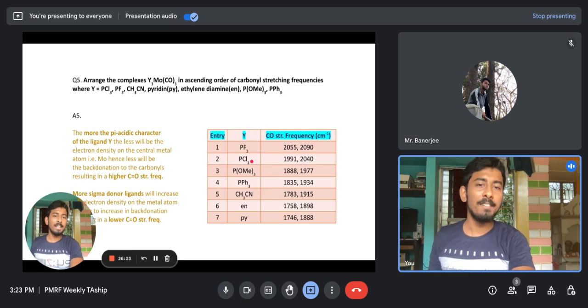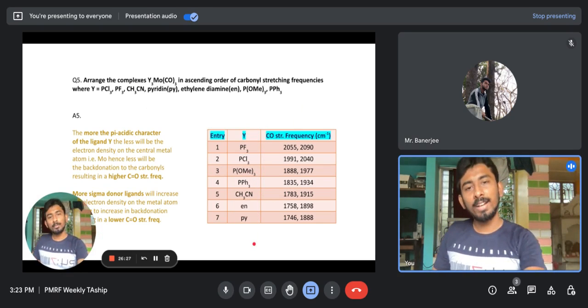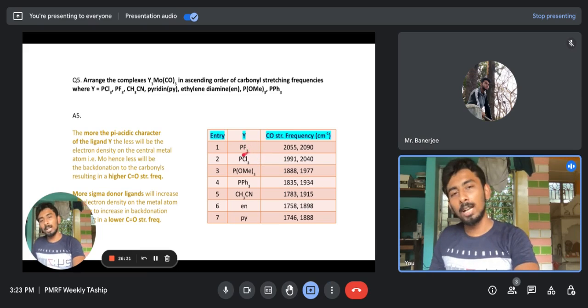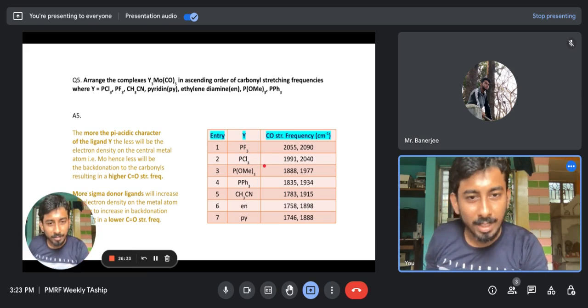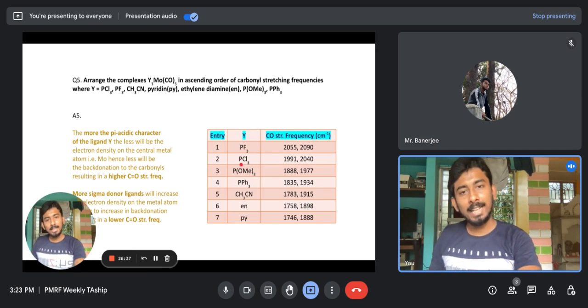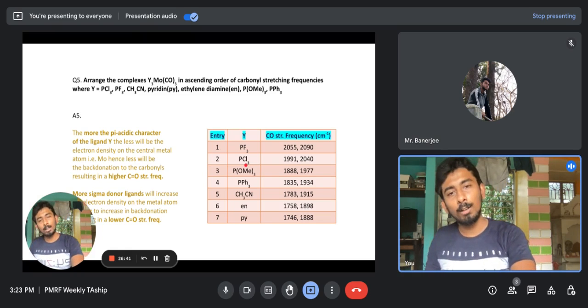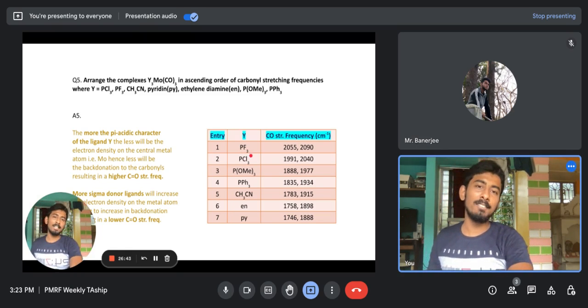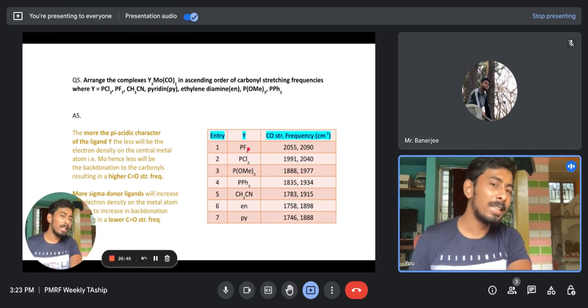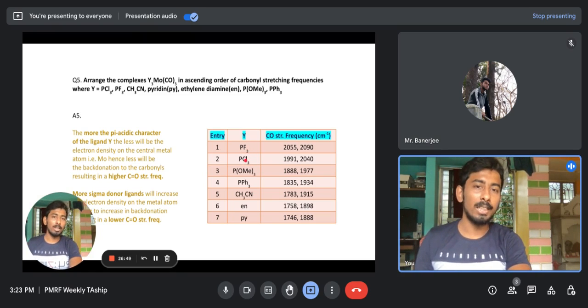So among all these, you see the PF3 molecule is the strongest pi acidic ligand because three very strongly electronegative fluorine atoms are bound to the phosphorus. That's how they will be experiencing this. But in case of PCl3, the chlorine electronegativity is much lower than that of fluorine, because fluorine has an electronegativity of 4 on the Pauling scale. Cl has an electronegativity of 3.0 on the Pauling scale.